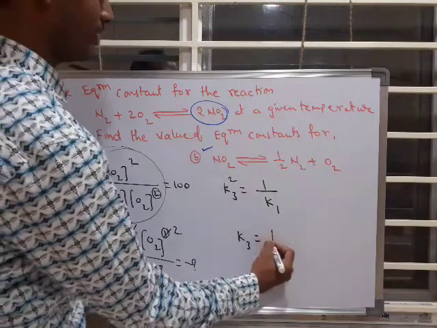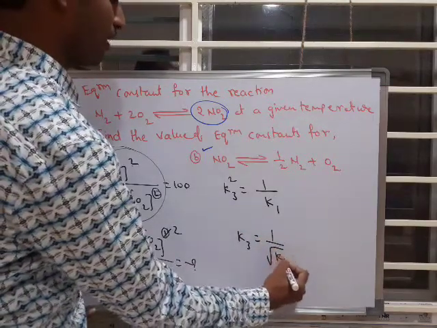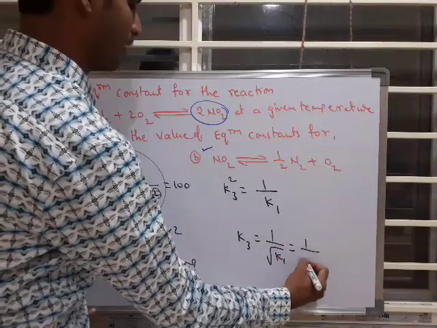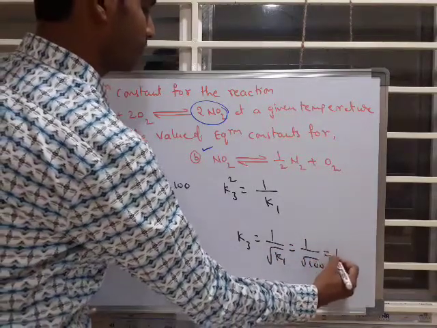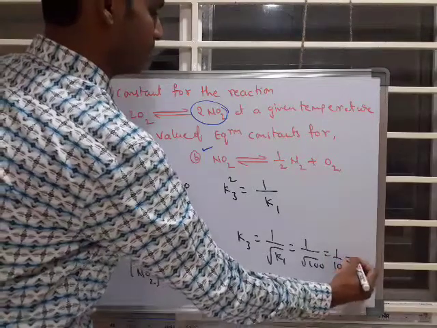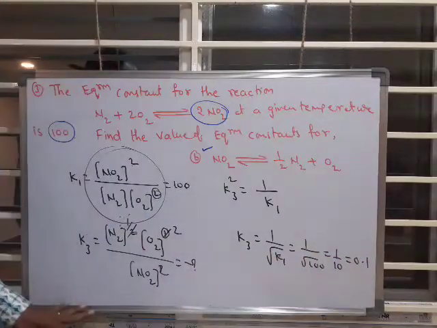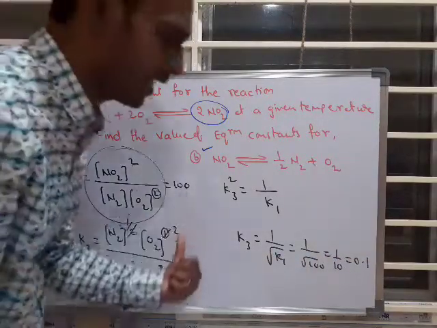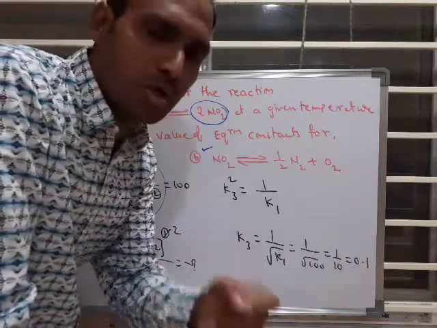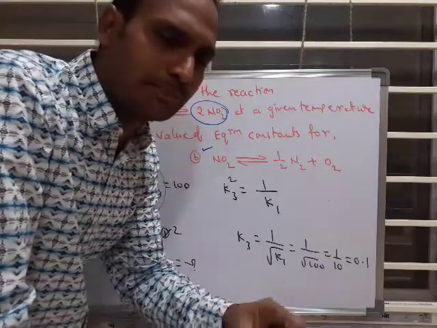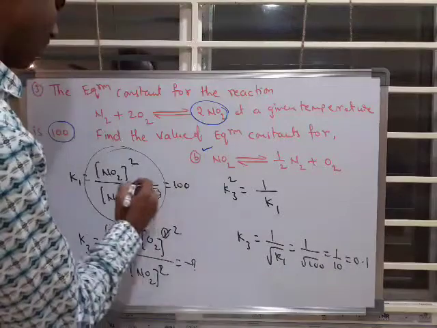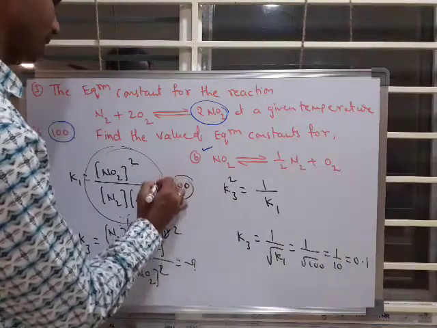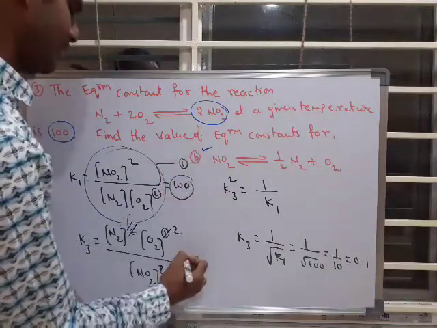So K3 is equal to 1 by root K1, that is 1 by root 100, that is 1 by 10. Okay, so that is 0.1. So guess చేయడం important. If it is not possible to guess, just call this equation 1. సో ఈ వాల్యూ మనం లాస్ట్ లో సబ్స్టిట్యూట్ చేయాలి. సో రిలేషన్ ఫైండ్ అవుట్ చేయడానికి say it is equation 1.